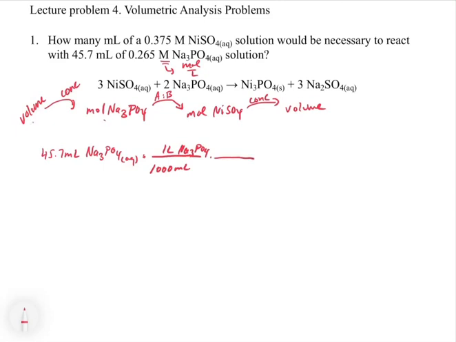Now, to go from the volume into the moles, we have to use the concentration. What this concentration is saying is that we have 0.265 moles of sodium phosphate in every 1 liter of solution. So we can set that up: for every 1 liter of solution, we have 0.265 moles of sodium phosphate. Now, once we're in moles, we can go from moles of sodium phosphate to moles of nickel sulfate using the mole-to-mole ratio. For every 2 moles of sodium phosphate, and I get that from the coefficients, we have 3 moles of nickel sulfate.